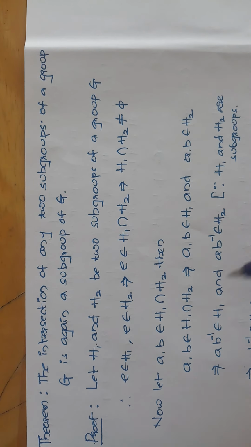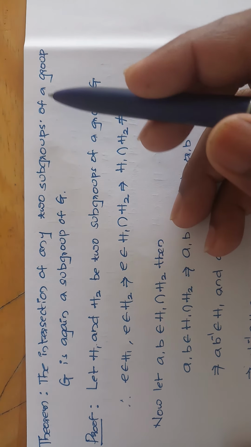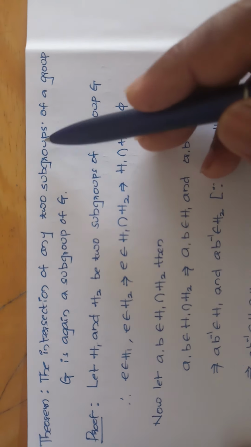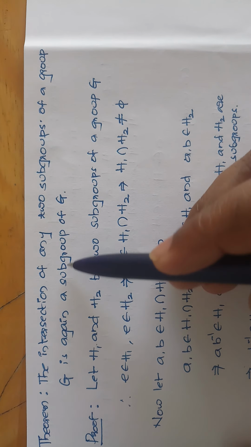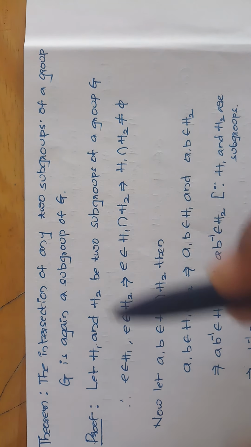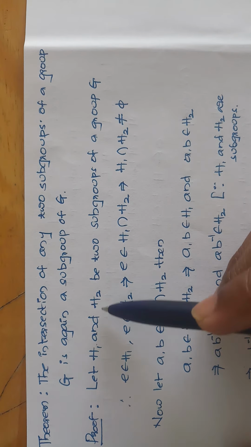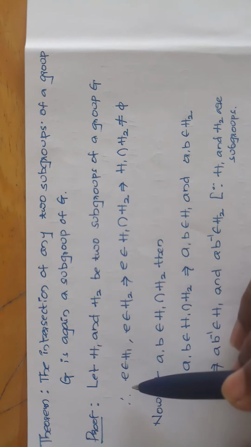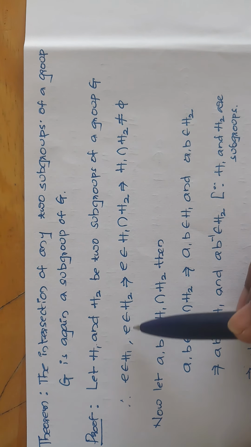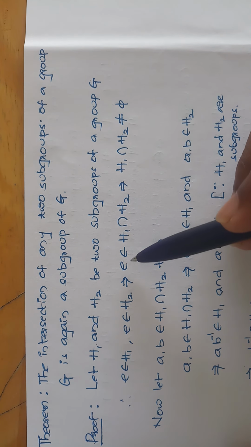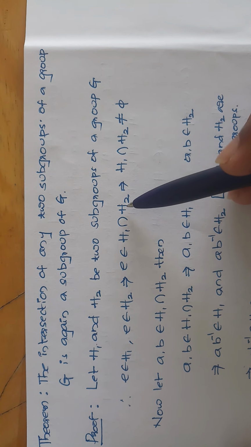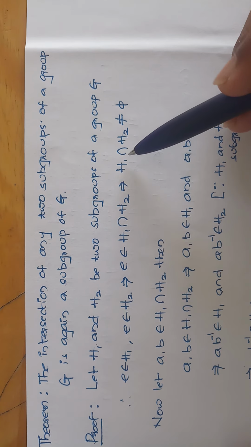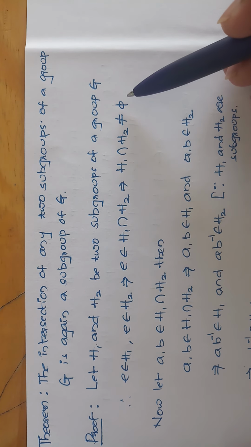The theorem is: the intersection of any two subgroups of a group G is again a subgroup of G. The proof for this is, let H1 and H2 be two subgroups of a group G. Therefore, e belongs to H1 and e belongs to H2. That implies that e belongs to H1 intersection H2. So H1 intersection H2 is non-empty.